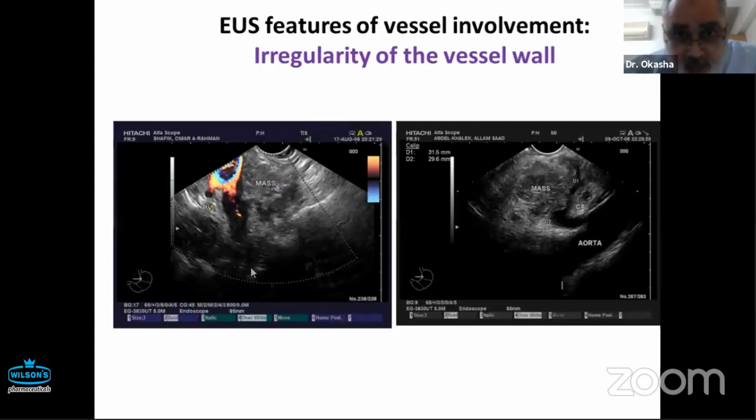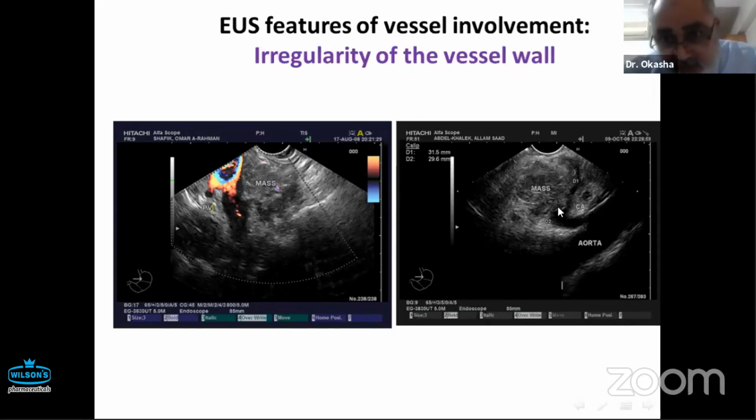But here we notice that there is a marked irregularity of the vessel wall at the site of the tumor. This is a pancreatic head mass, and this is the portal vein. Here we notice there is irregularity of the vessel wall and loss of the normal interface. So this vessel is involved by this pancreatic head mass.